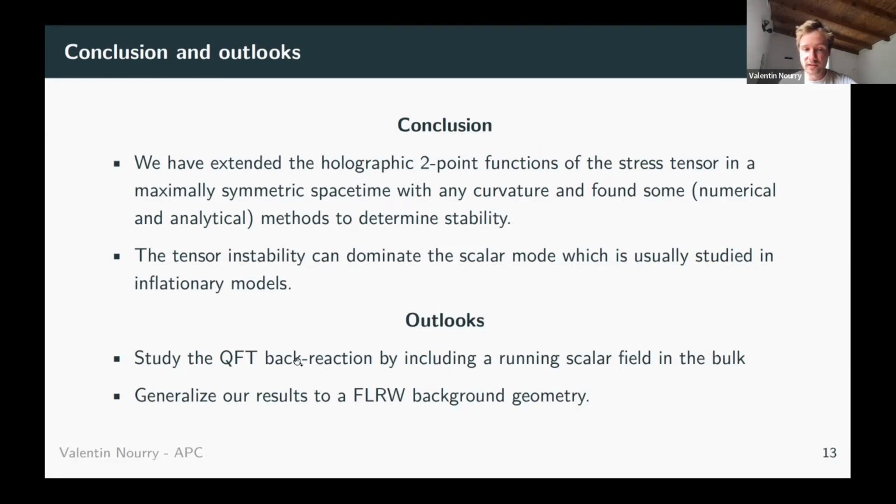But if we include a running scalar, then we will be able to study QFT. And then we can also generalize our results to FLRW background geometry, which will be even more interesting for cosmology. And it will be a bit more complicated because with FLRW, we lose the maximally symmetric aspects.